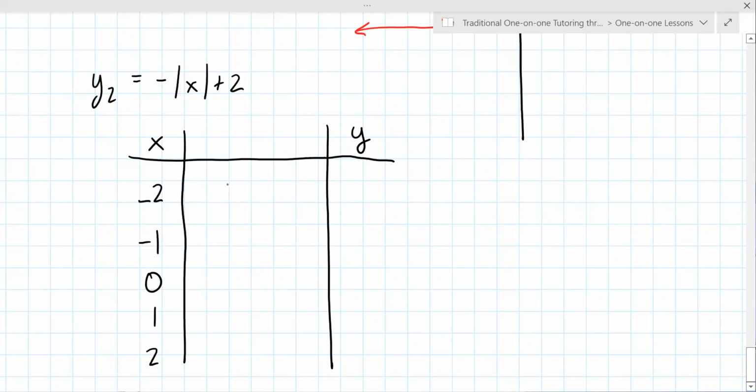So the first thing I want you to do is write the absolute value of -2. What is that result? What is that number? 2. Okay, but then you negate it. So now it becomes -2. Plus 2. So what does that all become? Just 2. Wait, no, 0. Sorry, then yeah, it's 0.